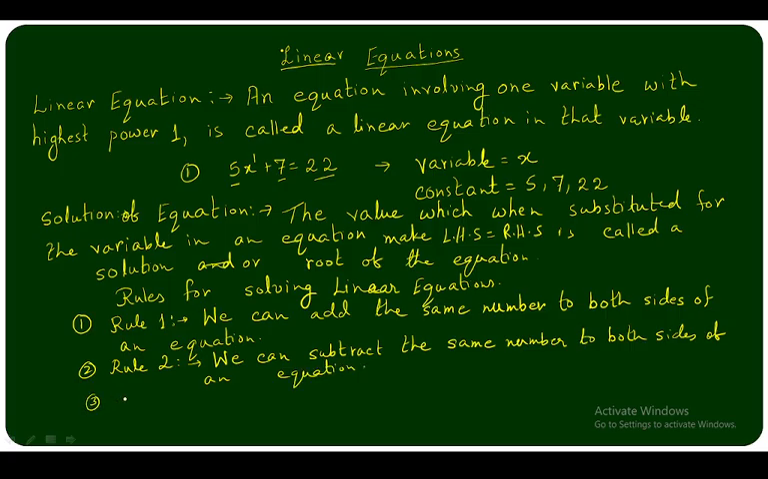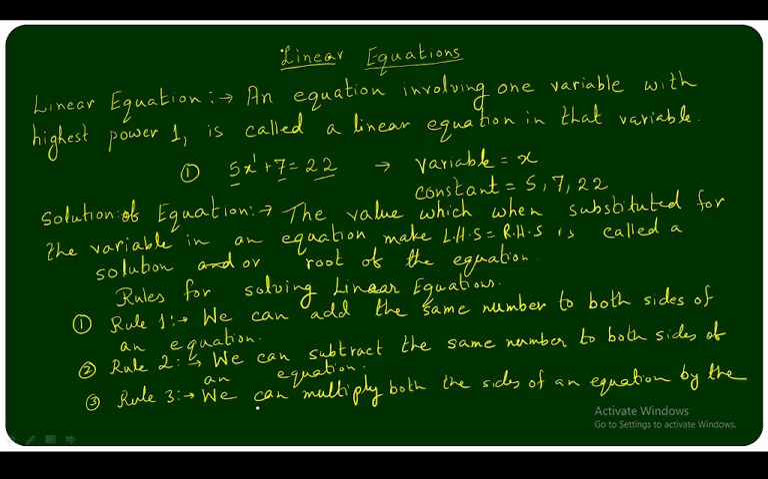There is another rule, that is rule 3. Rule 3 is we can multiply both sides of an equation by the same non-zero number.